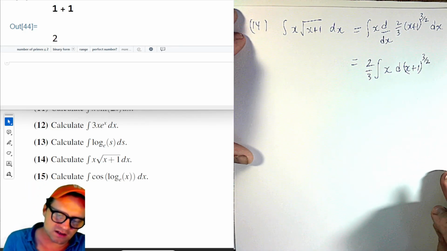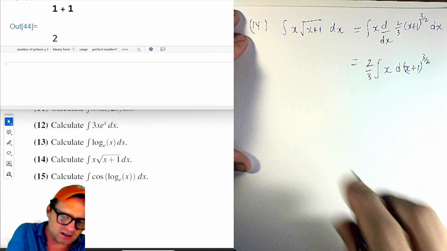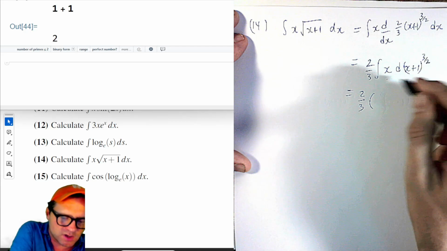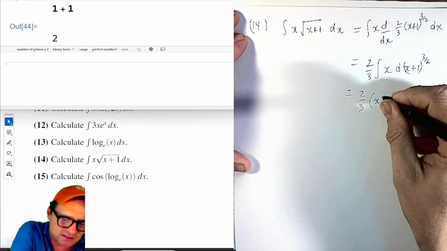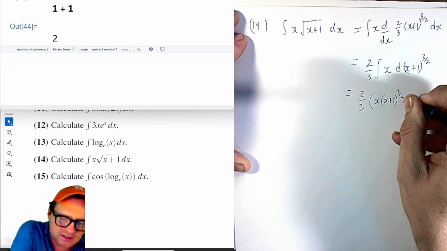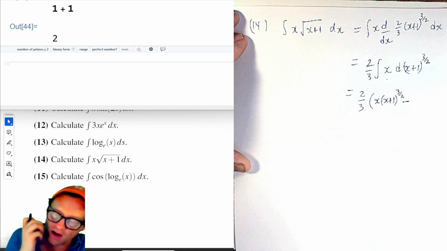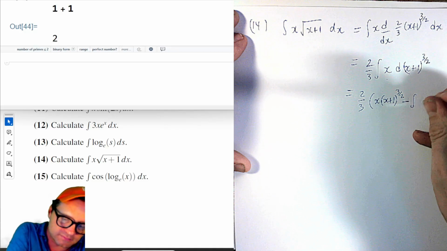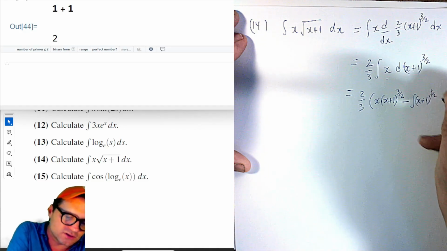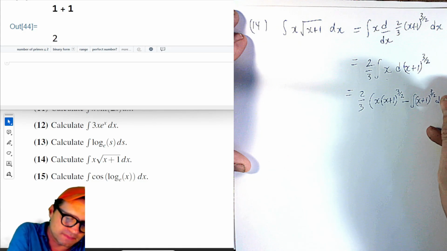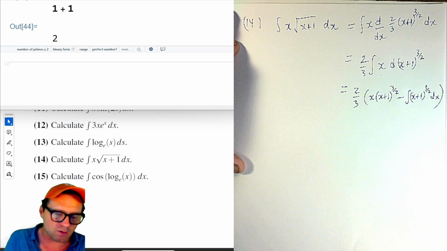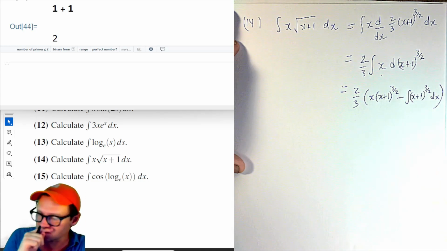Okay, so now we can use integration by parts. So 2/3. Now we multiply the two of these. So x times x plus 1 to the power of 3 over 2. And we subtract the other way around in an integral. The integral of x plus 1 to the 3 over 2 dx. Okay, so now we just need to integrate this and simplify.